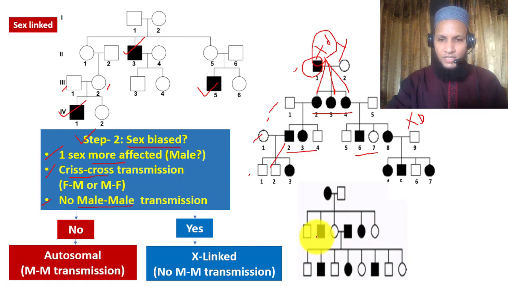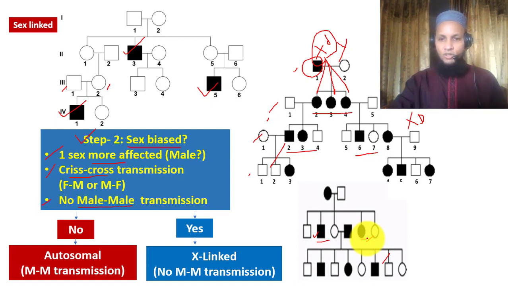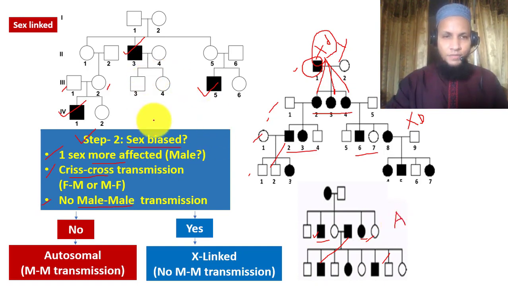And in this pedigree we can see there is no skipping of generation. All generations are affected, and both male and female are affected. So this is not X-linked, and there is male to male transmission. So this is autosomal.